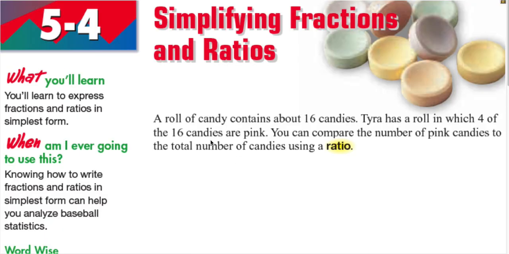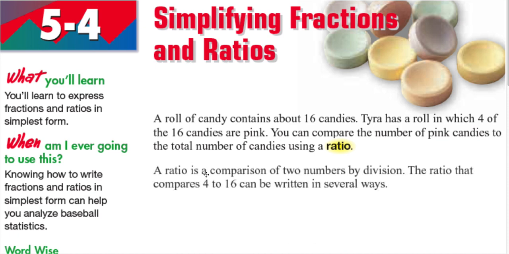Let's take a look at this example. A roll of candy contains 16 candies. Tyra has a roll of which 4 of the 16 candies are pink. You can compare the number of pink candies to the total number of candies using a ratio. Okay, so let's define what a ratio is. Write this down in your notebook. A ratio is a comparison of two numbers by division.